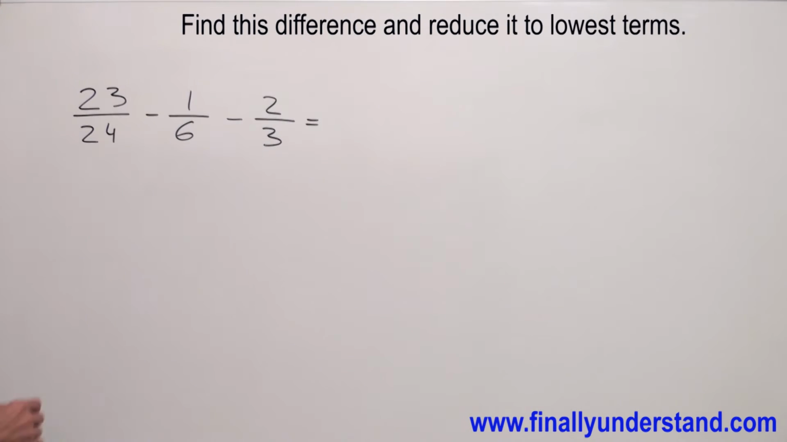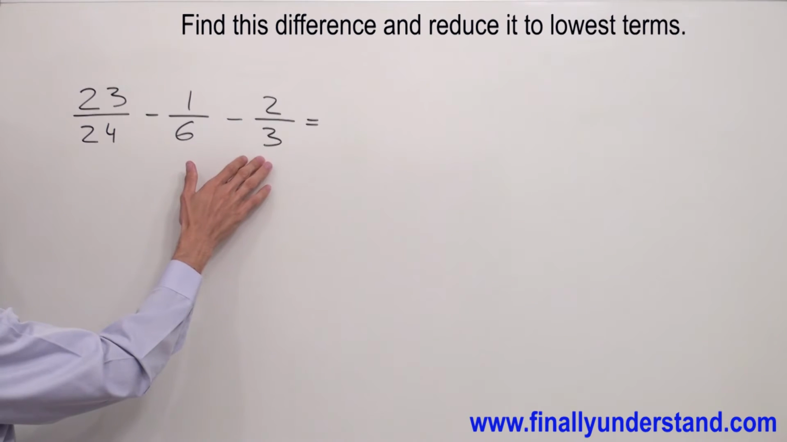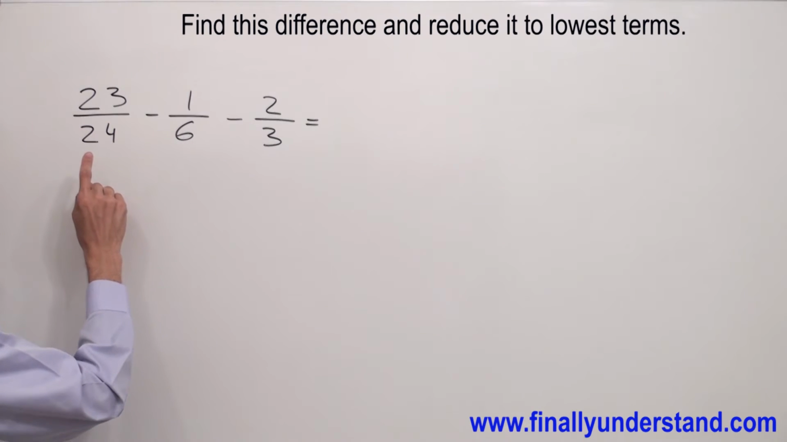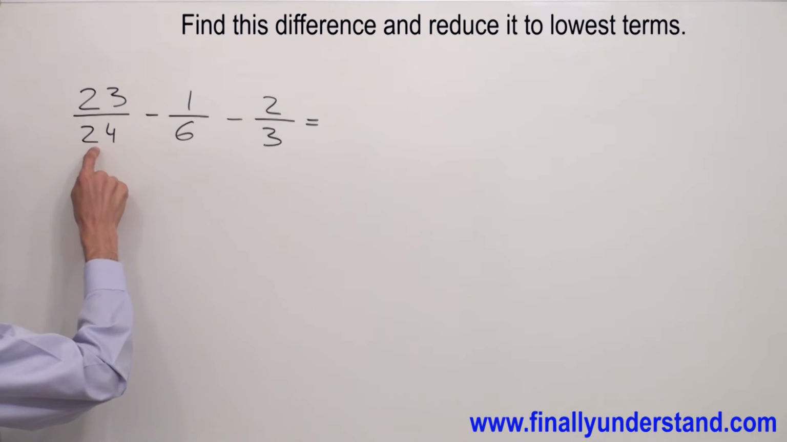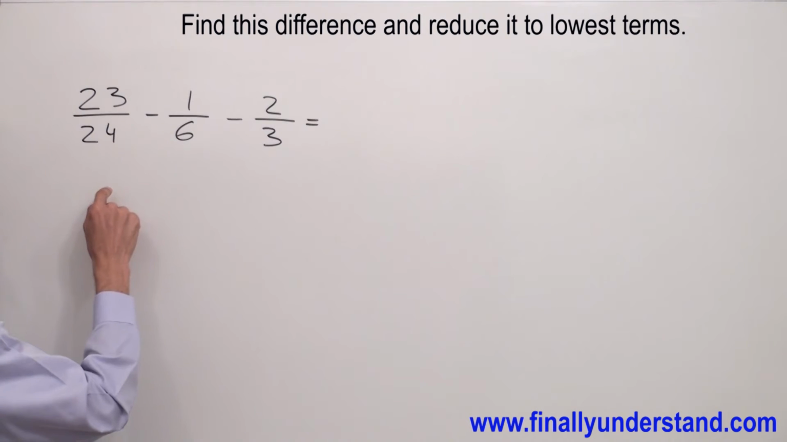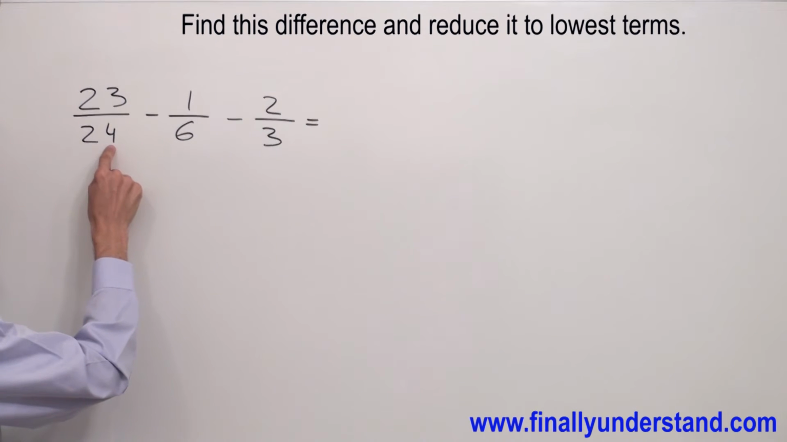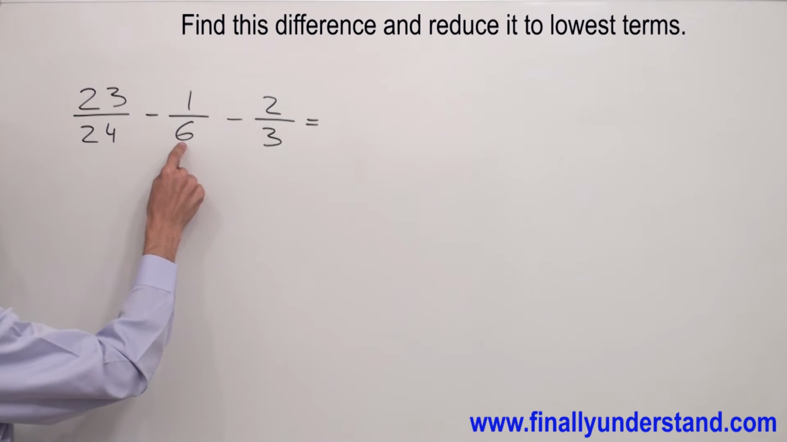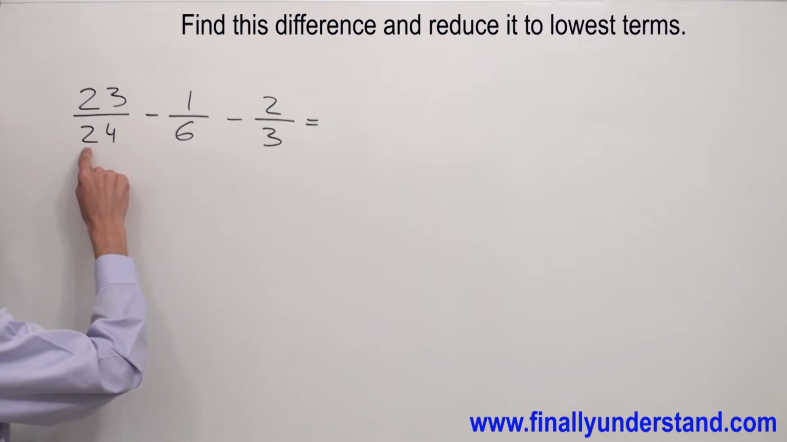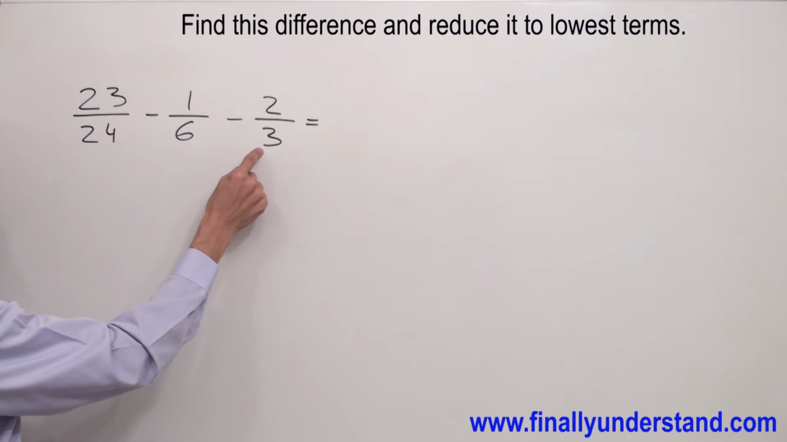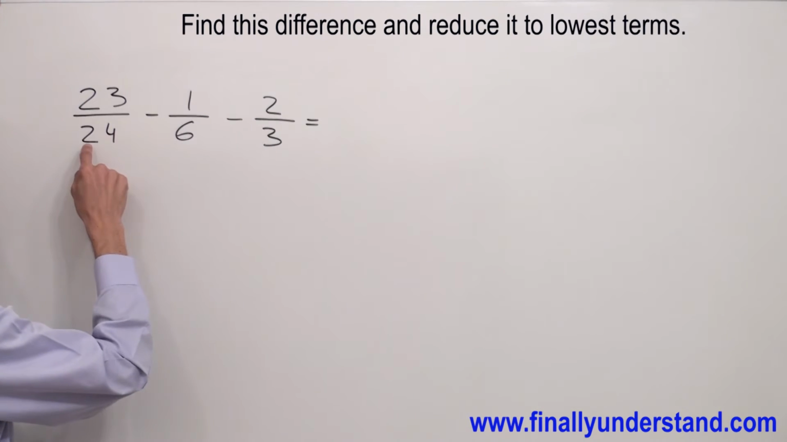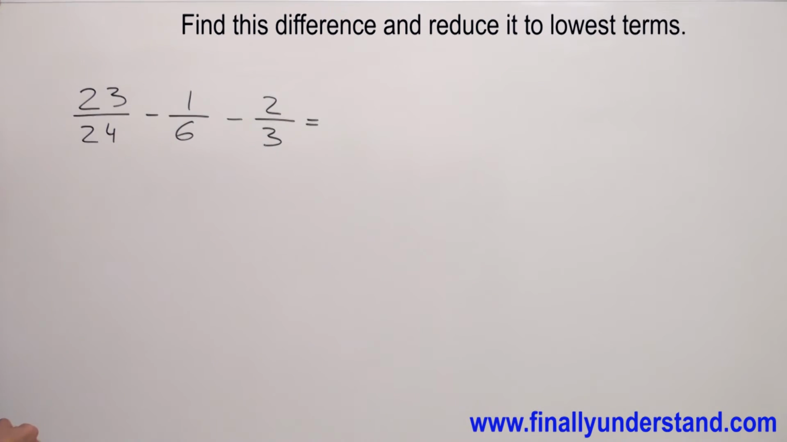Anytime I see denominators like 24, 6 and 3, I always check if I can divide the biggest denominator by the rest of the denominators. I have 24 is divisible by 6. 24 is divisible by 3. And of course 24 is divisible by 24. So this is a perfect common denominator for my problem.